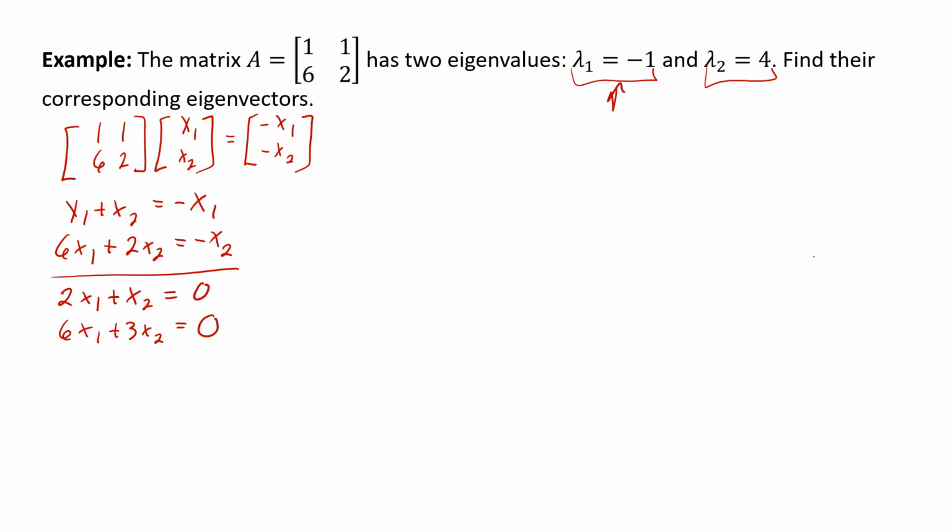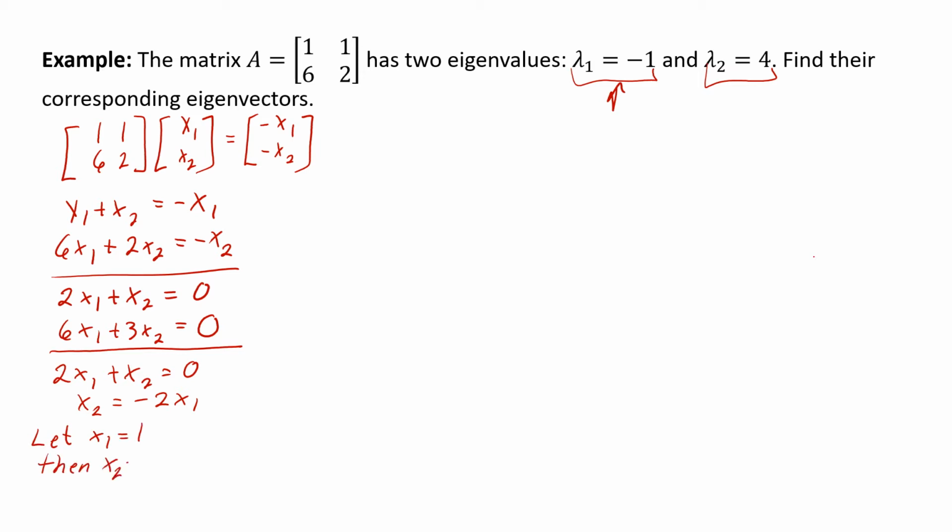Now, if you take a look at these equations, you're going to note that one is a multiple of another. So it's going to give us a pretty easy way of finding this vector. Take that first equation. We have 2x1 plus x2 equals 0. So we have x2 is equal to -2x1. Now we can take whatever we want for x1 and x2. We can say let x1 equal 1.